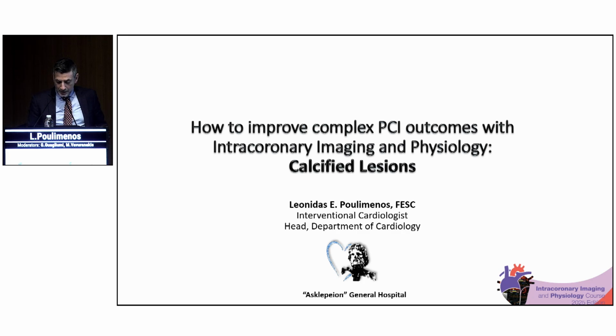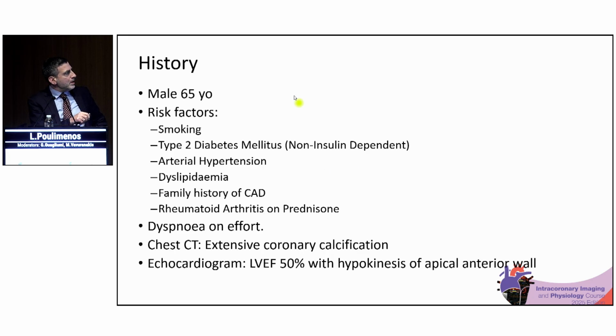And we're talking about calcified lesions. A male of 65, with risk factors: smoking, diabetes, hypertension, dyslipidemia, family history, and rheumatoid arthritis. He has everything, and he has dyspnea on M4. There is a chest CT, and because he had elevated D-dimer measurements, a CTPA also, that has as a bystander finding extensive coronary calcification. Then he went for an echocardiogram with ejection fraction of 50% with hypokinesis of the apical anterior wall.